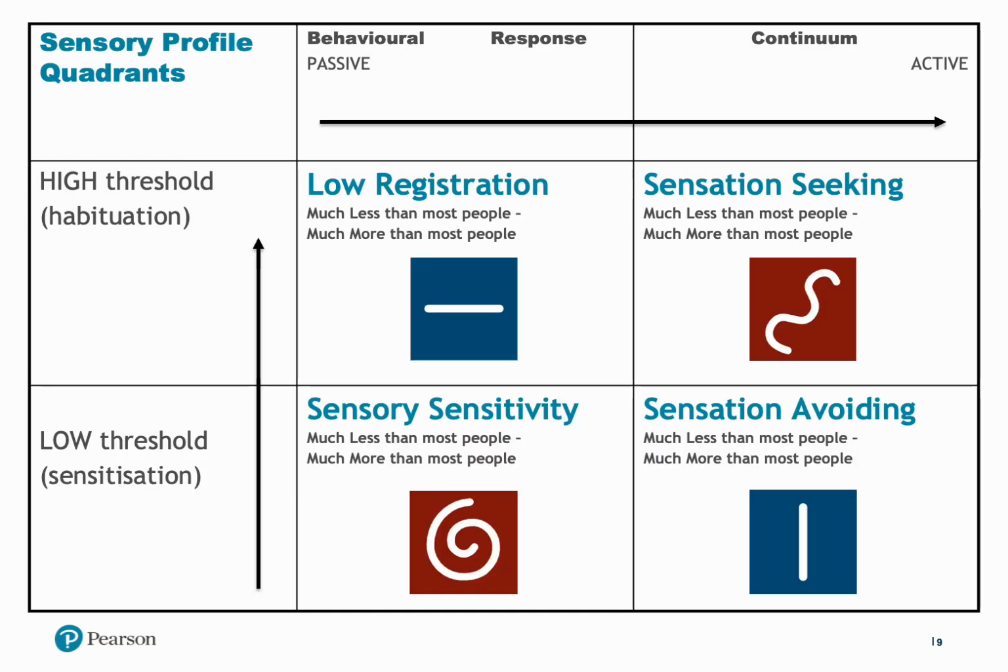So here's a great visual representation of Winnie Dunn's framework based on the adolescent adult sensory profile. You'll find that it is different to the updated version, and some of the quadrants are also a little bit different. However, it is still based on the two different continuums. So on that horizontal axis, you have the behavioural response, whether that be passive or active, and then you have the threshold on the vertical axis, so high threshold or low threshold. You also then have where the person falls within each quadrant. So that low registration, sensation seeking, sensory sensitivity, sensation avoiding, which we'll go through now.